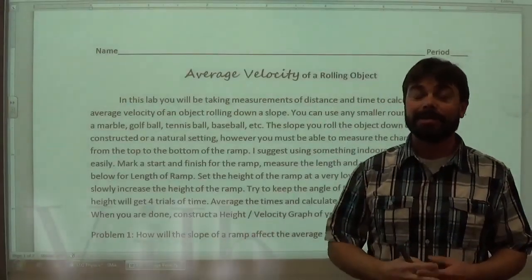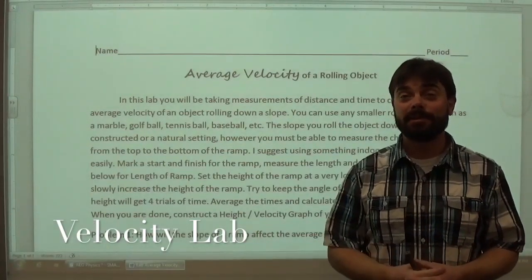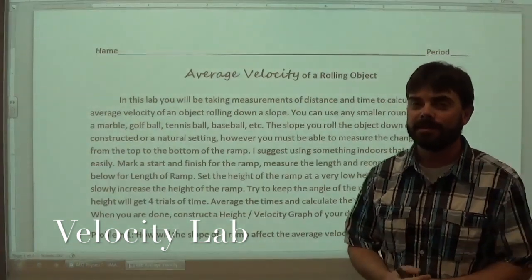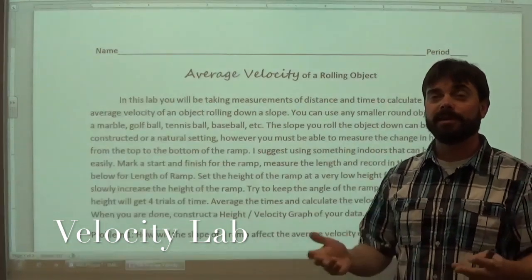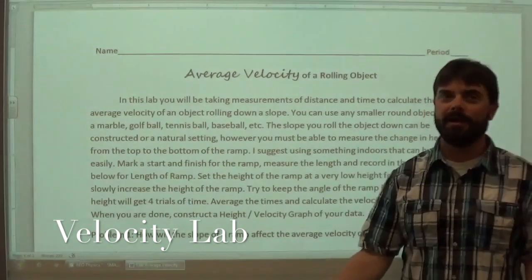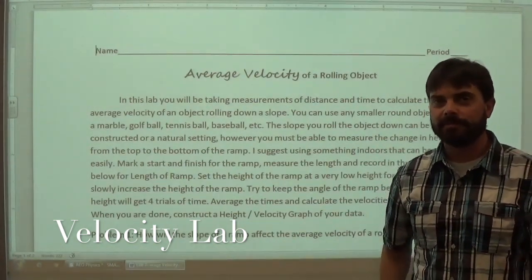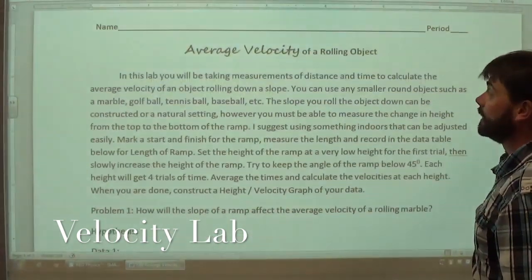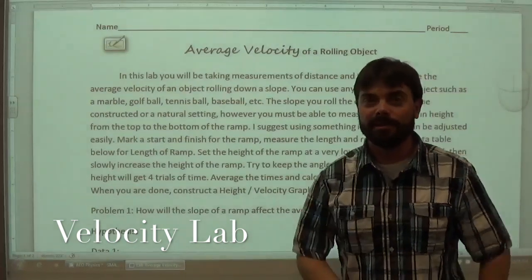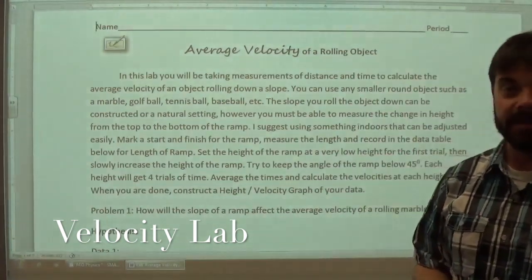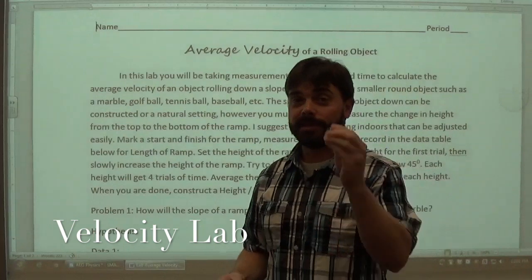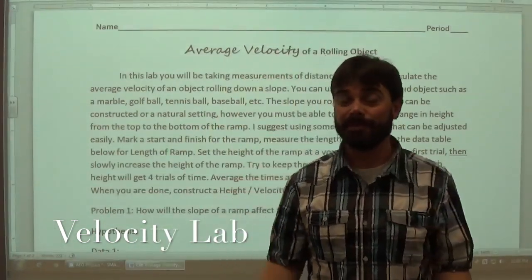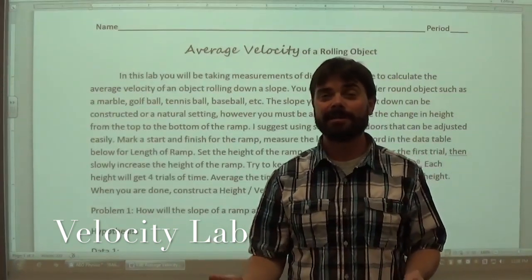All right. So I'll talk to you guys a little bit here about the average velocity of a rolling object. In this lab or activity, you guys are basically going to be measuring various distances and times of an object rolling down a ramp or an inclined plane of some sort. I won't read directly through these instructions because I'll leave that for you guys, but basically you can pick any round object. You can pick something as small as a marble, or something the size of a golf ball, or if you want, a tennis ball or a soccer ball or a basketball, you can.